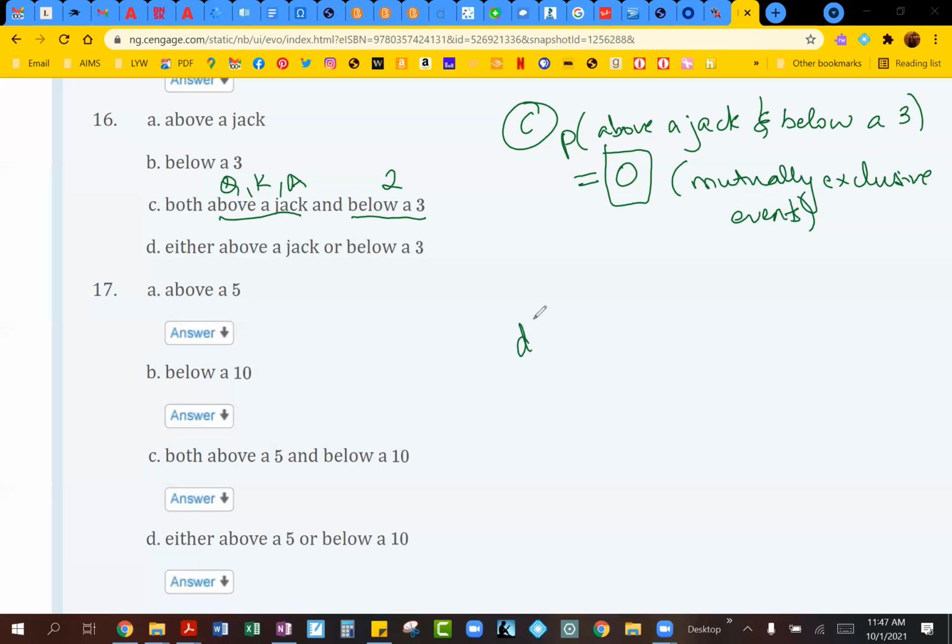Now they're doing the same thing in part D, but now they're saying either it's above a jack or it's below a 3. So above a jack, again, obviously is those same 3 cards. Below a 3 is 2, but now they are saying or.